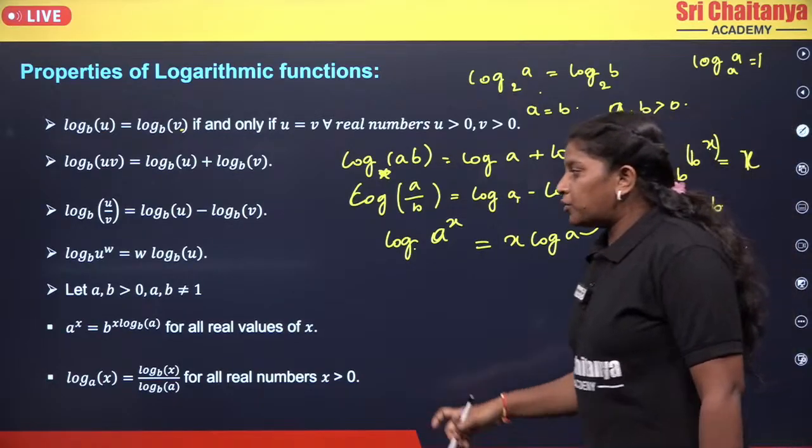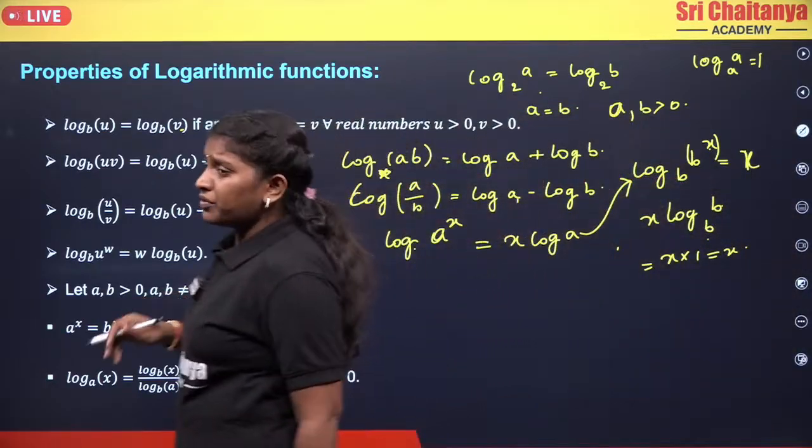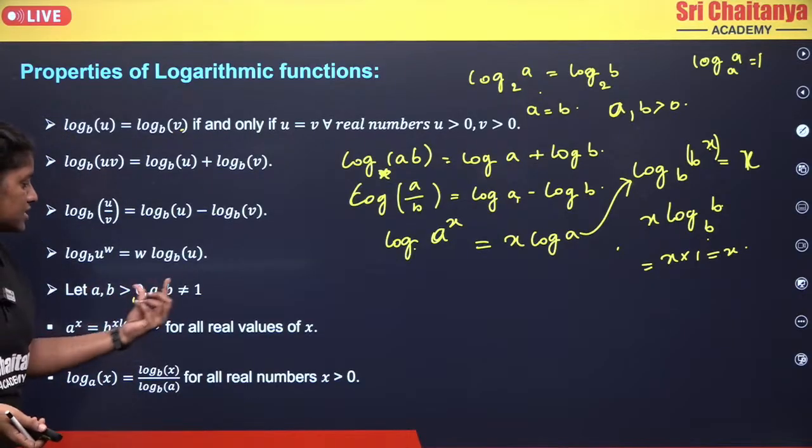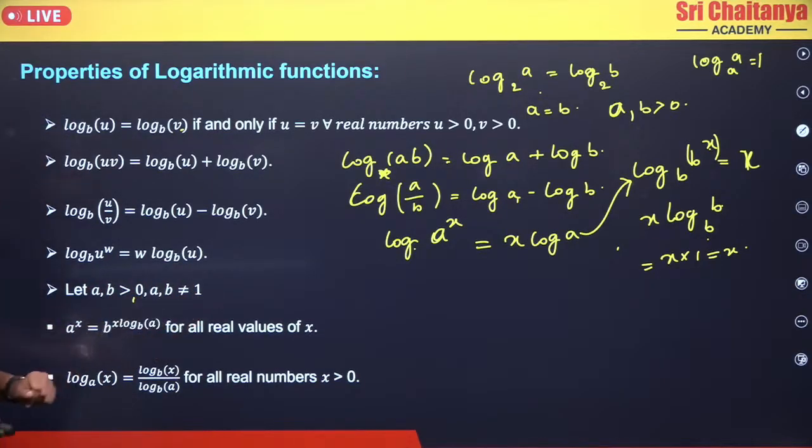Fine. Now moving to the next, let a, b be greater than 0 and a, b not equal to 1.